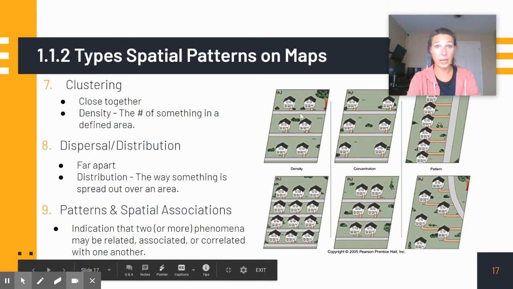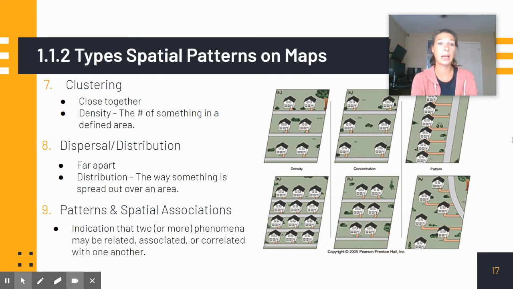Okay, and some more ways to describe spatial patterns on a map. You can describe spatial patterns by looking at three different features. Things are clustered together, like when we just talked about the dot density map. I use the term clustering because the closer together it is, the higher the density of something. In a dot density map, that means the greater concentration of whatever it is that you're studying.